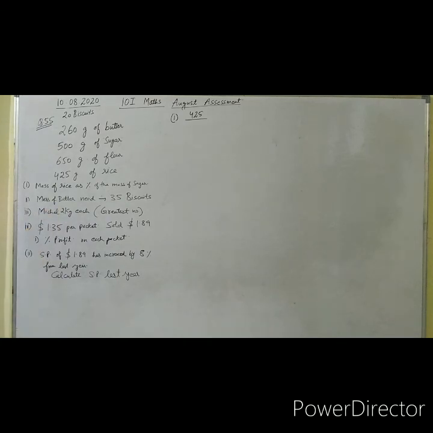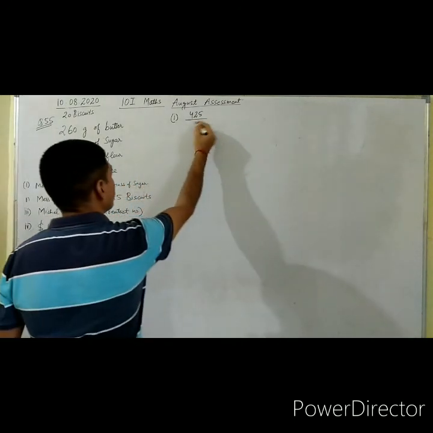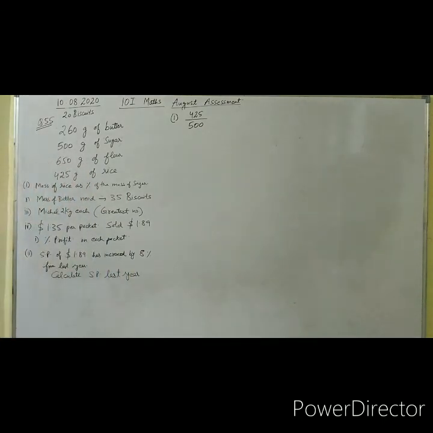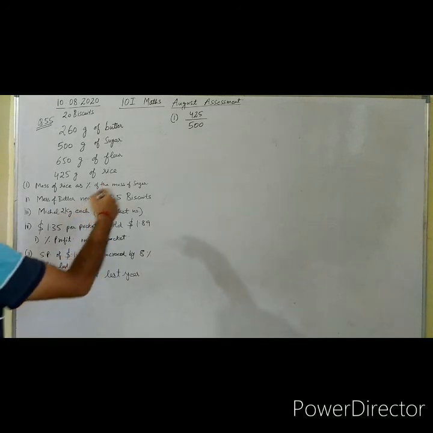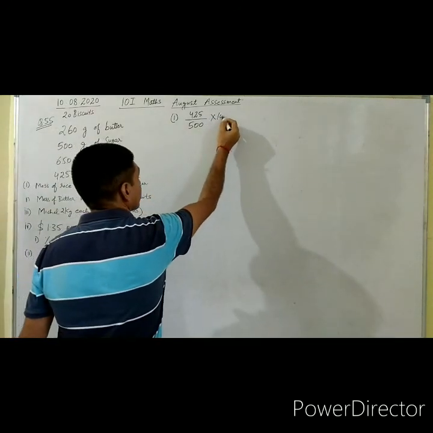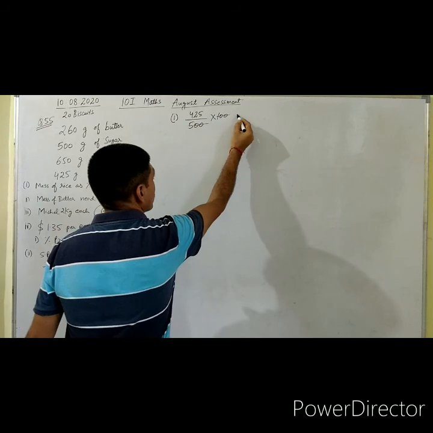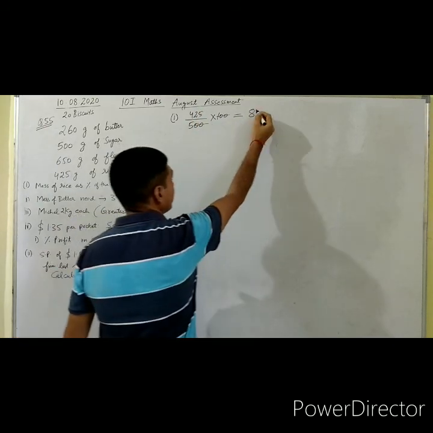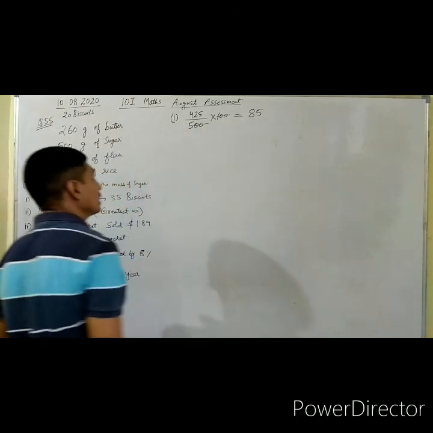So here the rice is 420 grams, and the sugar, first the rice, that is 420, and the sugar is... so its percentage, here that is equal to 8, 40, 85, right?